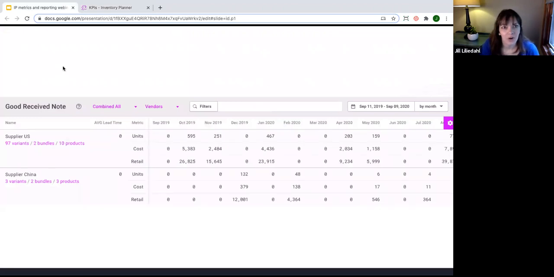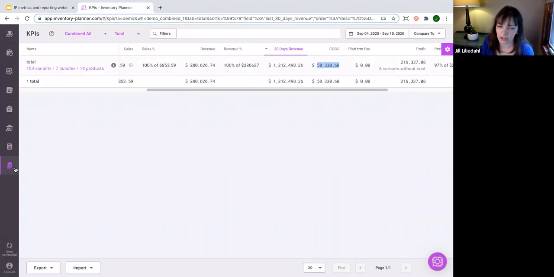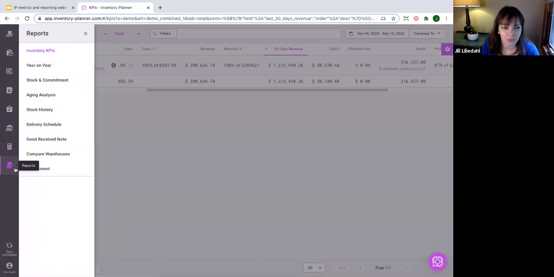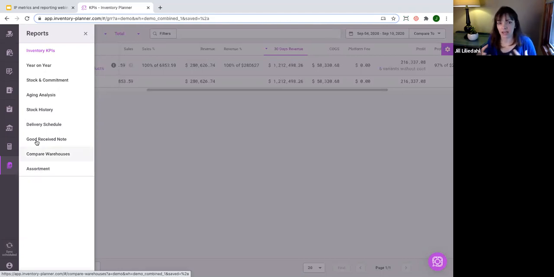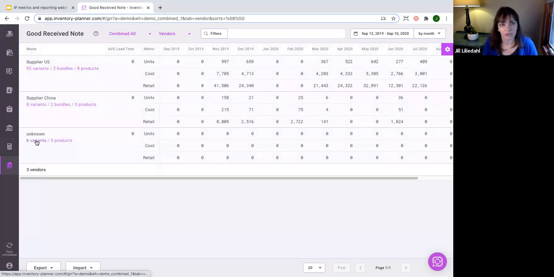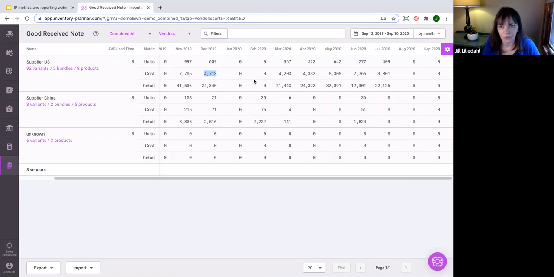Okay, so one last one for your accountant and bookkeeper, coming to reports and then goods received note. So this corresponds to your purchase orders, and this says, here's how much we received during certain months and by supplier. I think this will typically be what your accountant or bookkeeper is looking for, is by vendor or by supplier, how much did we receive? So number of units, but also the cost value of that. So this can just help you reconcile what happened between the purchase orders that might be in your accounting system and what you actually received. So this is a good way to make sure everybody's on the same page.